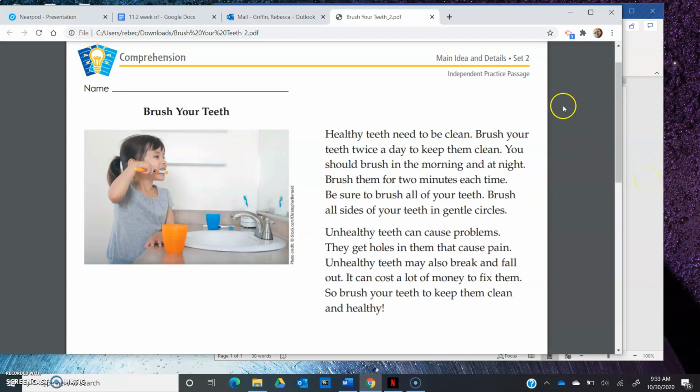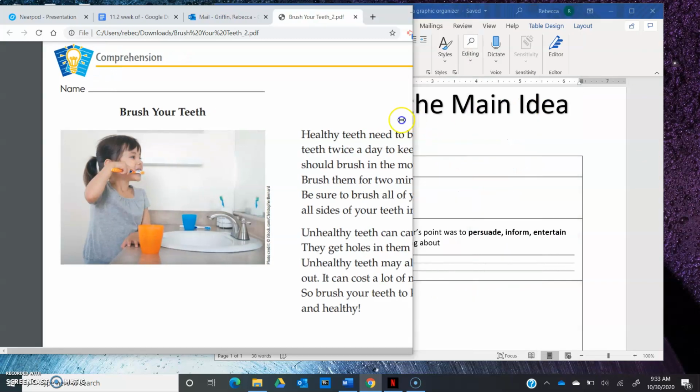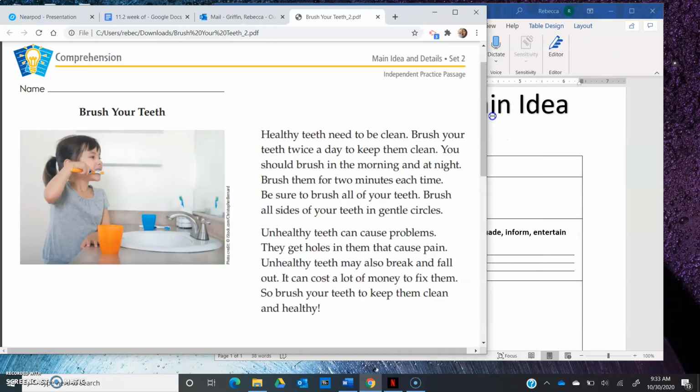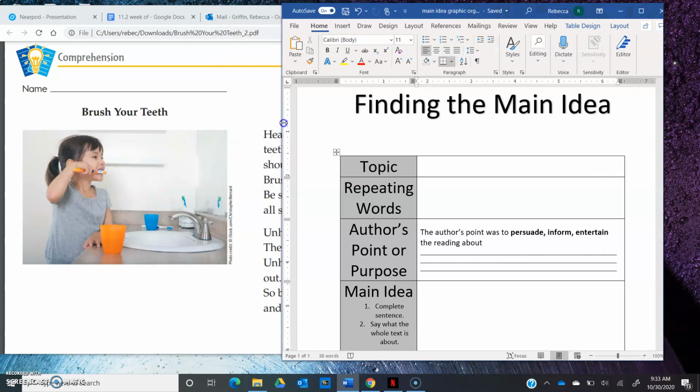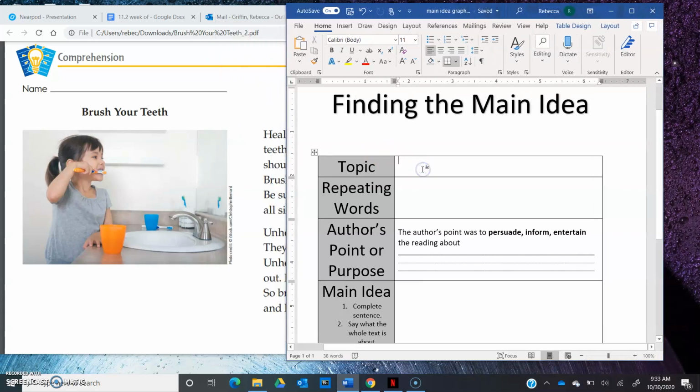Okay, so now I want to complete my graphic organizer so I can figure out what is the main idea of this passage. So I need to identify the topic. I think that the topic, in a few words, is about brushing your teeth. And you notice that that's the title of the article. We can't just copy the title and put that in the topic. We need to make sure that it actually matches.